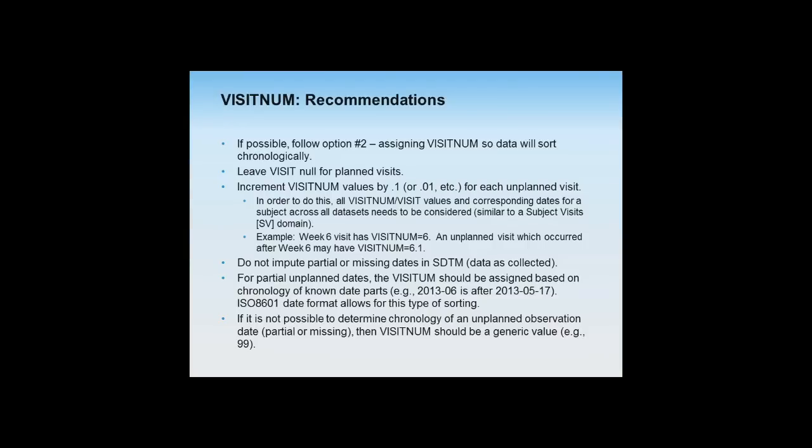We're also suggesting that the nomenclature for VISITNUM for slotting them in chronologically is to increase the values by 0.1 or 0.01, whatever's needed, from the previous anchored scheduled visit. So for instance, if you had a week 6 scheduled visit that was VISITNUM equal to 6, and then an unplanned visit a few days later, we're suggesting that you assign VISITNUM to 6.1, so that it sorts afterwards.